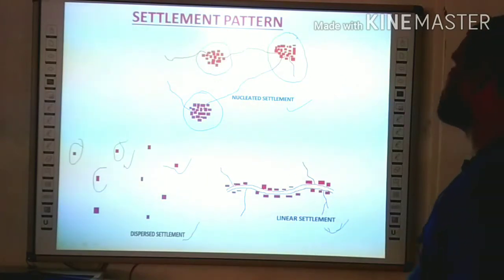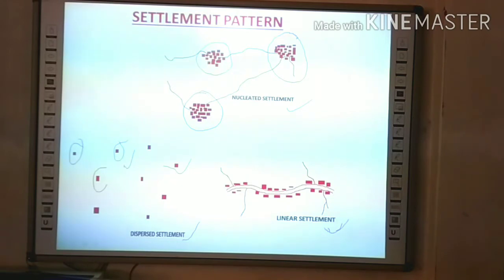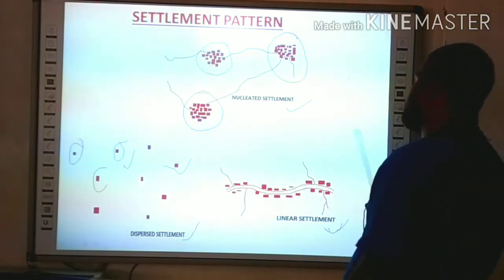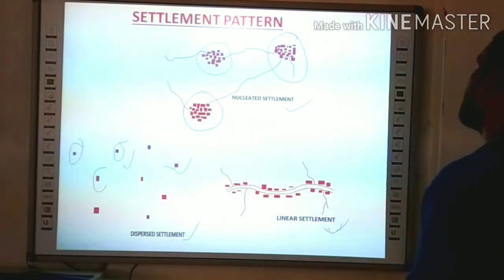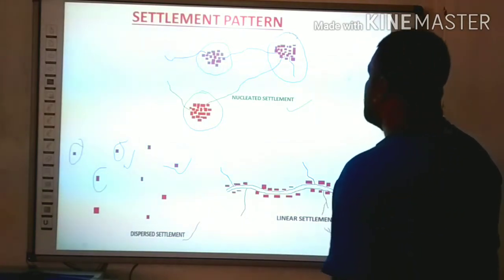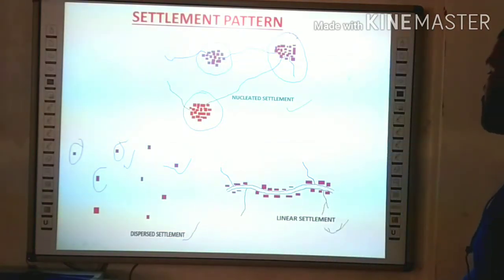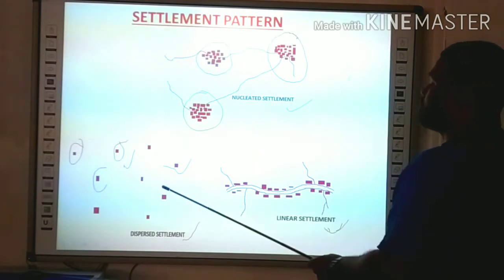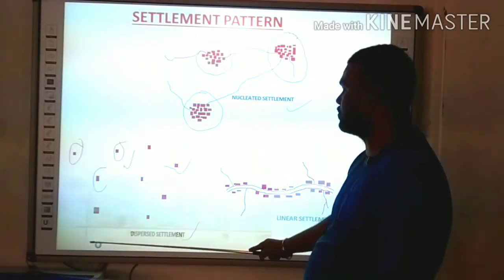In linear settlement, they are found on either side of a river or road. This generally develops because of communication facilities which help in developing trade.